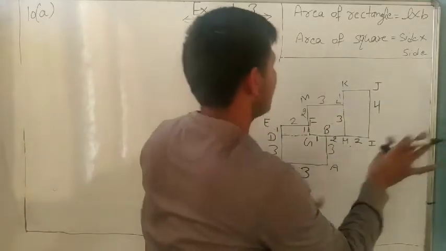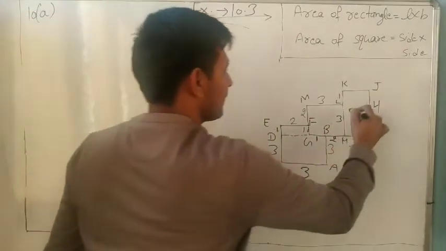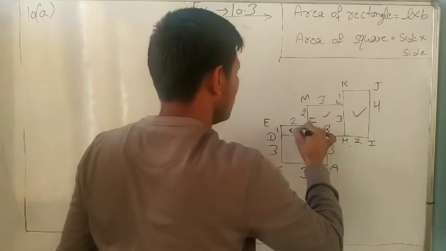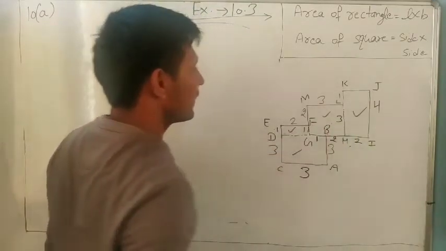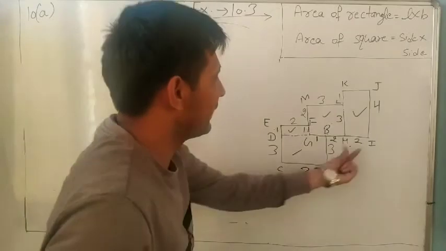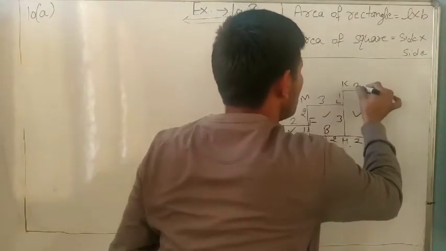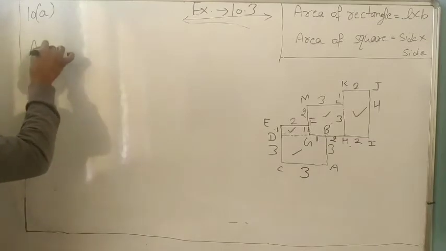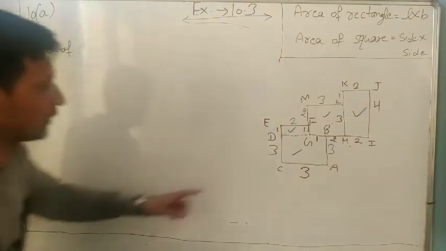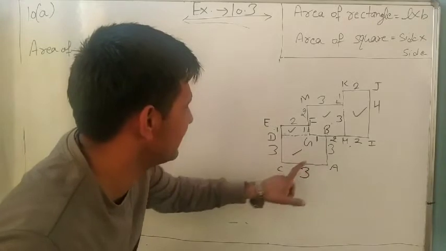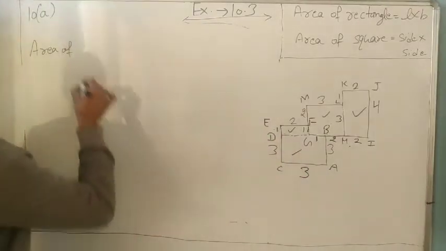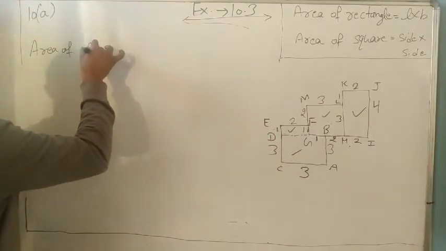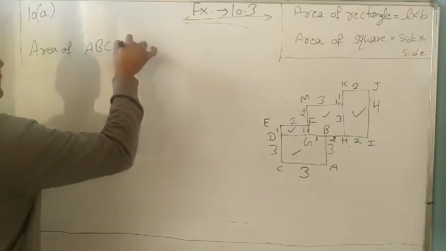Now you can find easily. There are 4 figures: 1, 2, 3, 4. We observe that if it is 2, then it is also 2. So you can find first the area of A, B, C, D. Write area of A, B, C, D square.